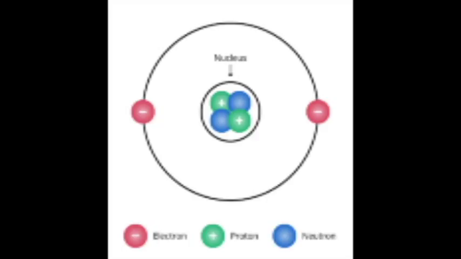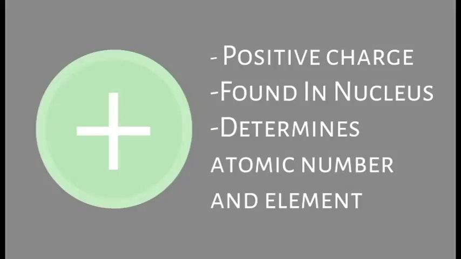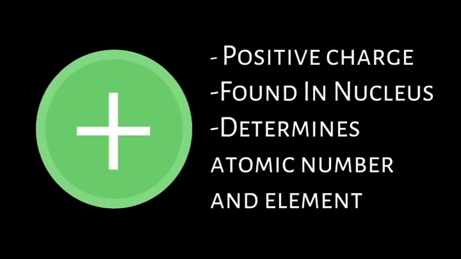Let's learn about the proton first. The proton is part of the center cluster called the nucleus. A proton is an example of a composite particle, which means it is made up of smaller particles like quarks. Specifically, the proton is composed of two up quarks and one down quark. All protons have a positive charge.